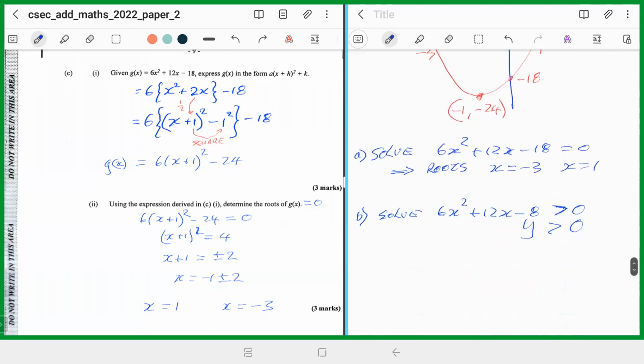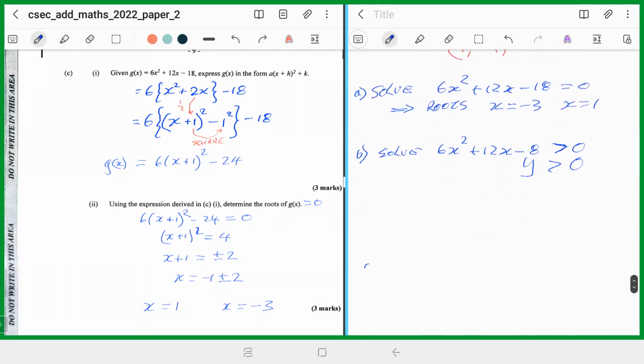And I can go on and ask you, let me put it down here for part C. I'm going to write the answer soon. If I say solve 6x squared plus 12x minus 18, not 8, and I say less than 0. What is this inequality asking me for? It's asking me for the x values that would make y less than 0.